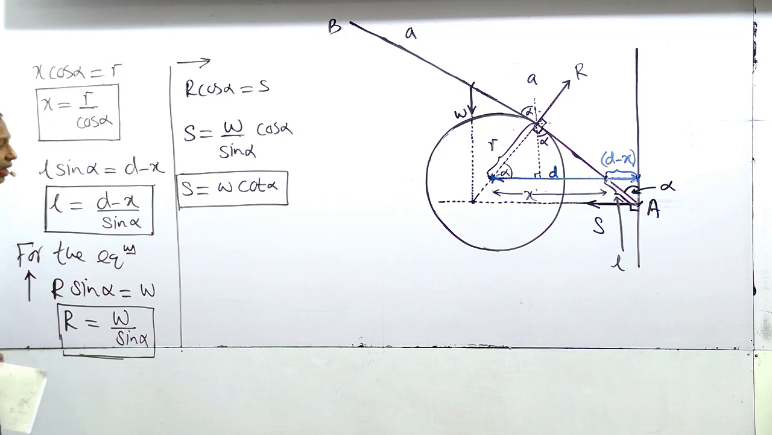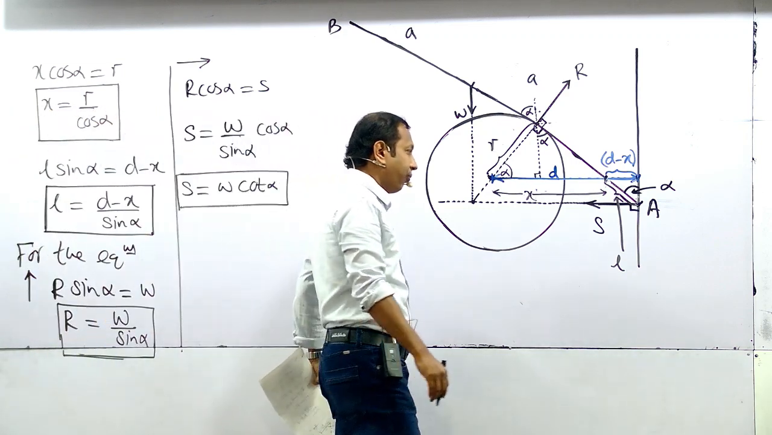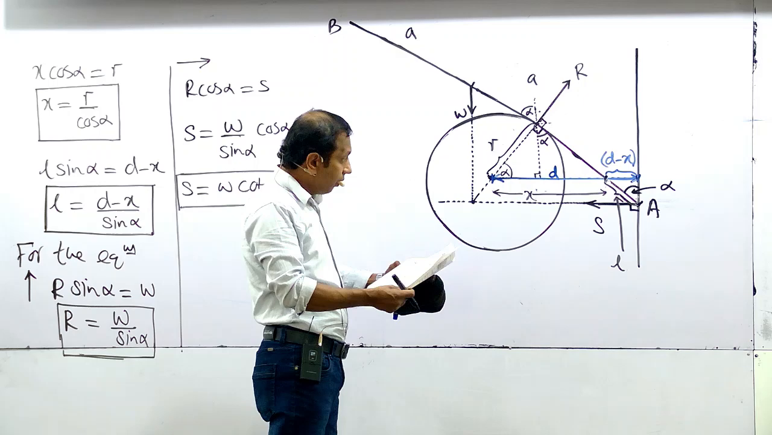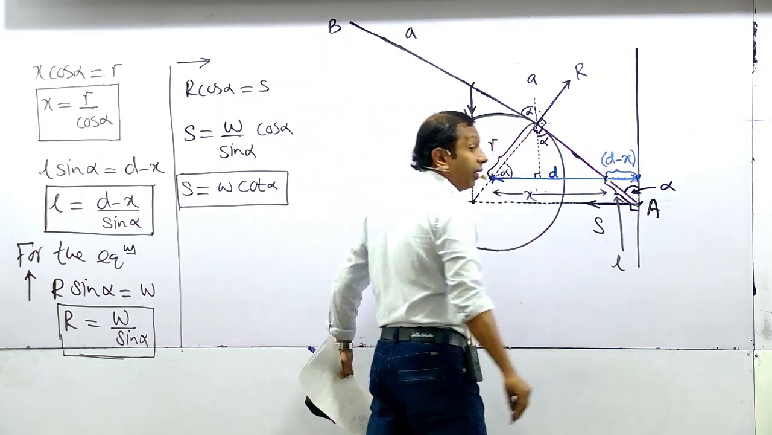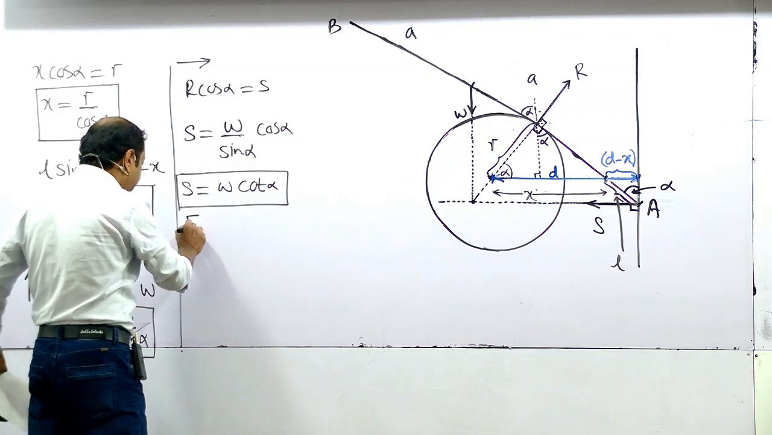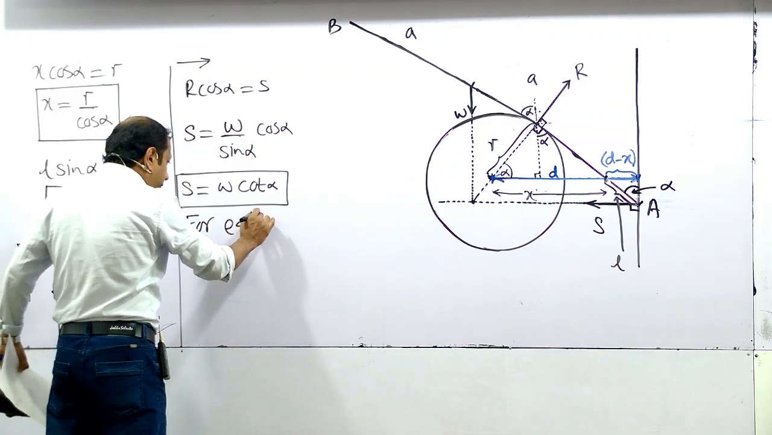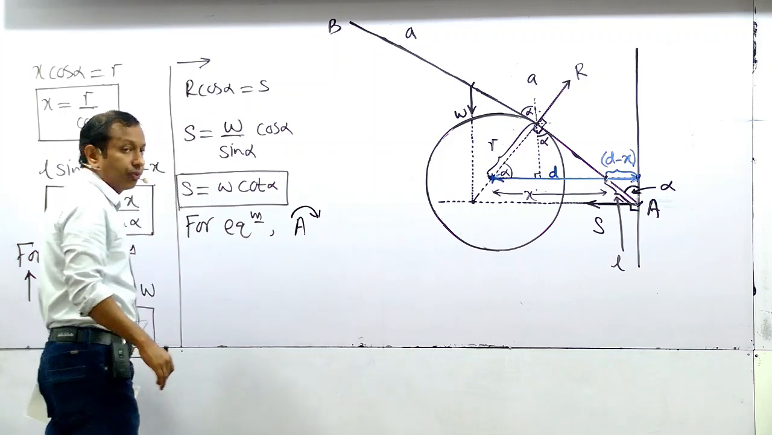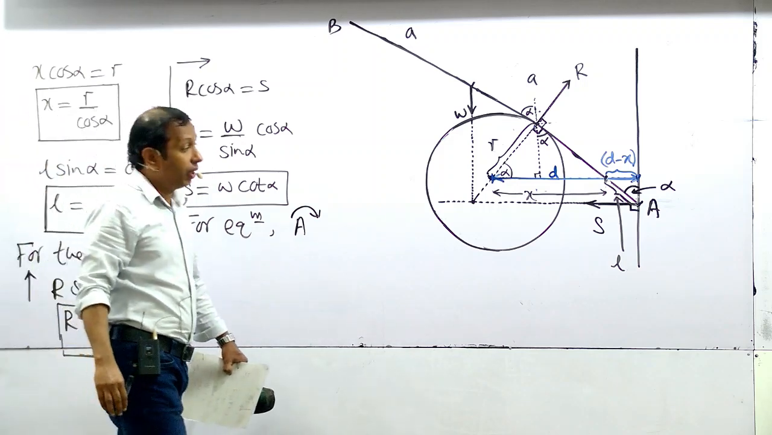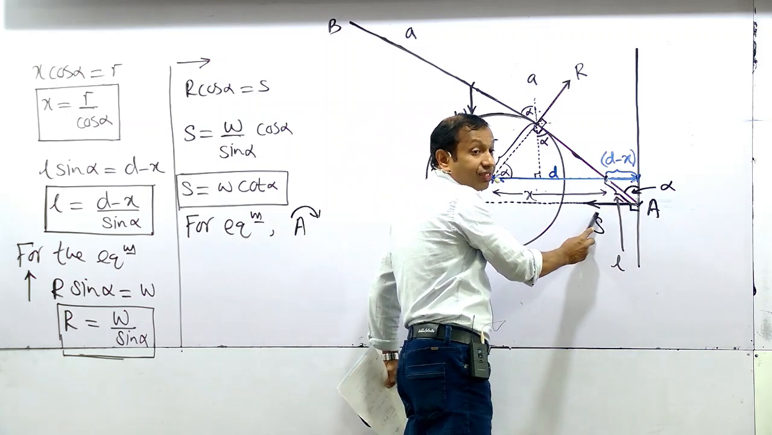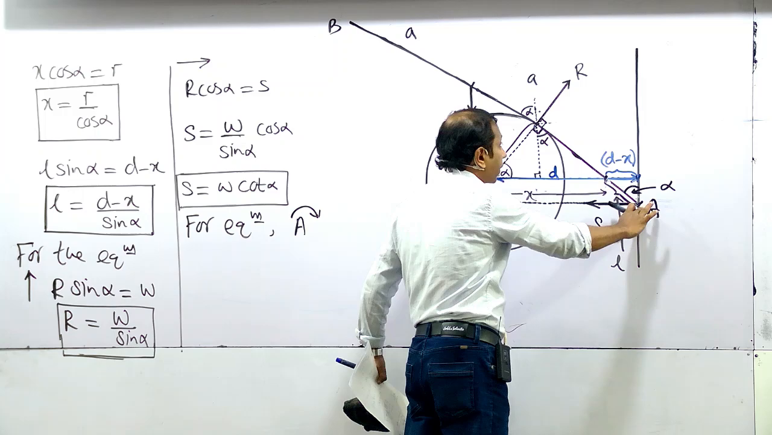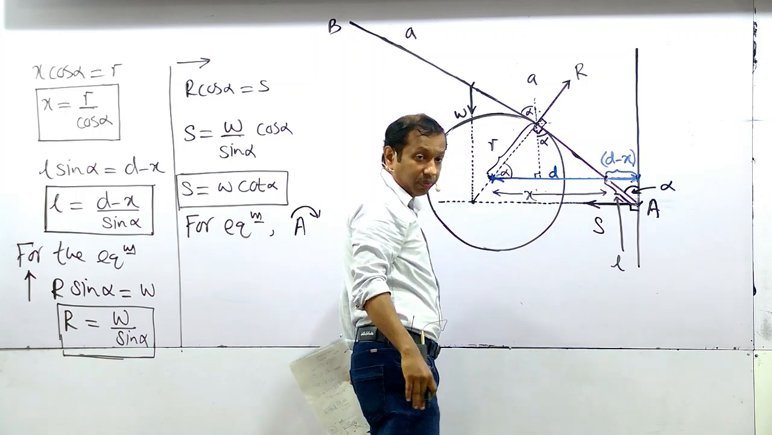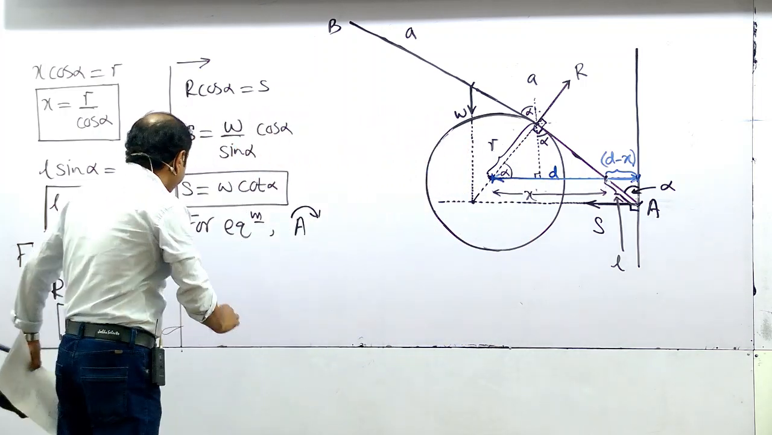Right. Now we'll take moment around A. S we don't need, but I found that. Now for the equilibrium, we'll take moment around A. Write down. For the equilibrium, take moment around A. We'll take moment around A clockwise. Tell me the moments. Around A, S doesn't give any moment. It passes through the point A. R gives clockwise moment. W gives anti-clockwise moment. Understand? Tell me the moment of R.